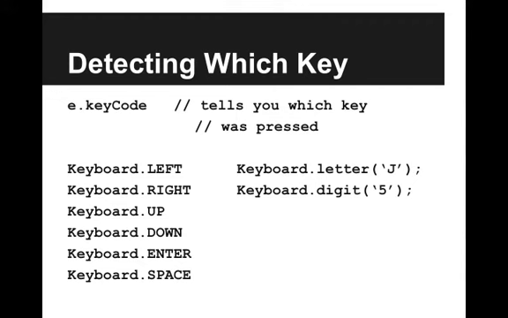And then there's the second part, which is detecting which key is pressed. There's some event called e that comes in as a parameter, and e has a keycode, which tells us which key is pressed. We can use special constants like Keyboard.left, right, up, down, and we can use a few methods like Keyboard.letter or Keyboard.digit to figure out what key was pressed. So this is a lot of information at once, but let's go into our code editor and see how this looks in an example.